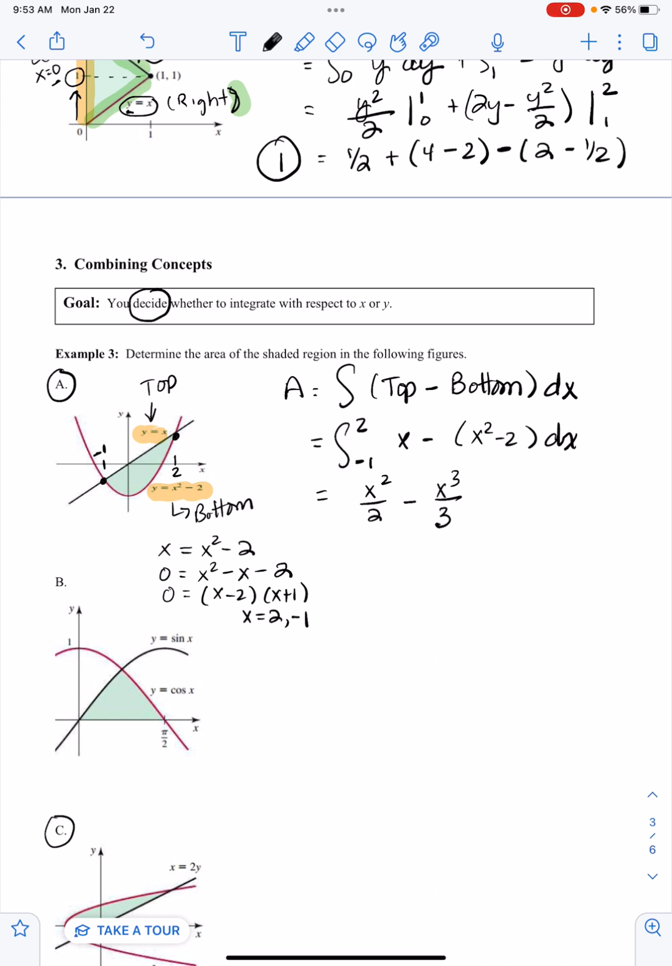These are all using the power rule. Here, be careful with the sign. So this should be plus 2x. That you're integrating from -1 to 2.